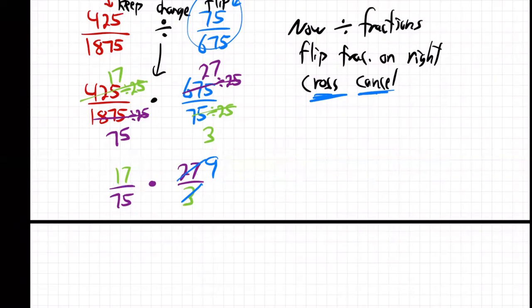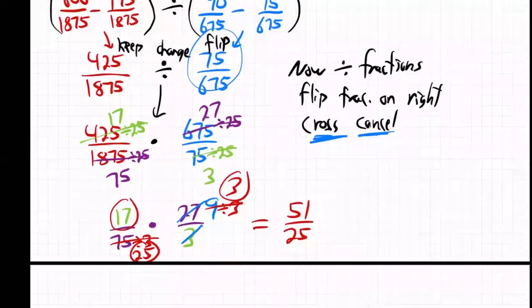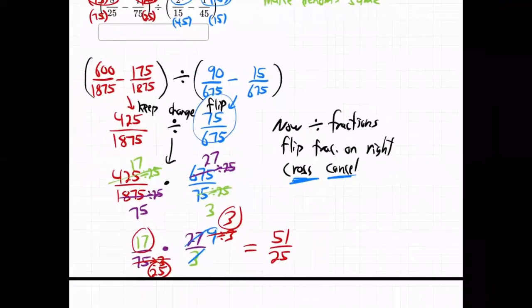Okay, so one more thing. 9, I didn't notice, 9 and 75, you can divide that by 3 and divide that by 3. That leaves 3, leaves 25. Okay, there we go. So what's left? 17 times 3, 51 over 25. That was a lot of reduction in the end. 51 over 25. What a mess.